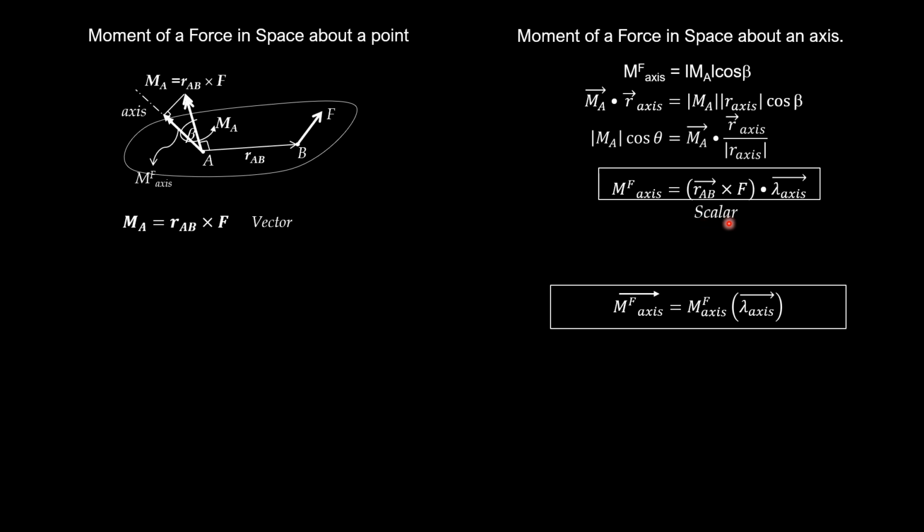And if you want to transform it into vector, all you have to do, that scalar value, which is this, that is multiplied by the unit axis vector. So it becomes now a vector. So in vector form, this is it.